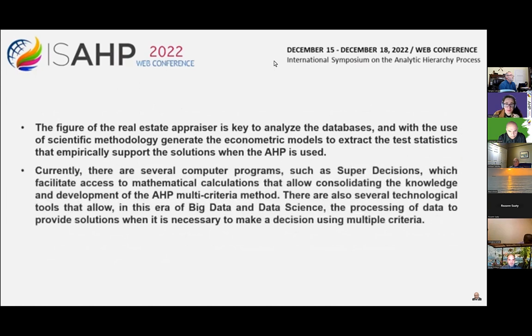Currently, there are several computer programs, such as Super Decisions, which facilitate access to mathematical calculations that allow consolidating the knowledge and development of the AHP multi-criteria method. There are also several technological tools that allow, in this era of big data and data science, the processing of data to provide solutions when it is necessary to make a decision using multiple criteria.